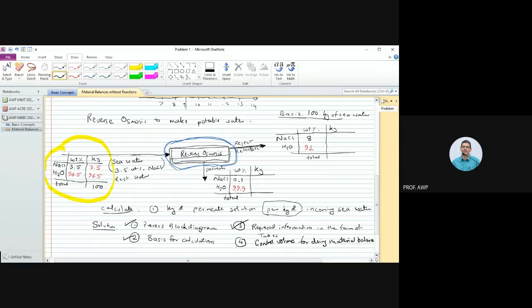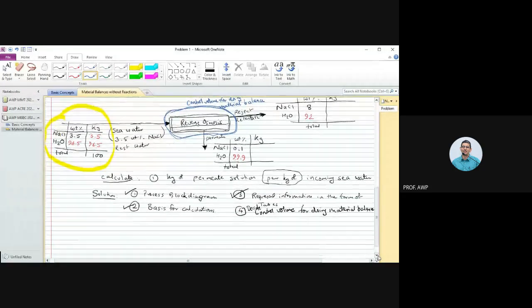So that's the 4th step we are going to do. Decide the control volume. So in this particular case, there's only one block, so the control volume and the block is the same. So the blue is our control volume for doing material balance, and slowly we will start doing control volume for doing energy balance as well.